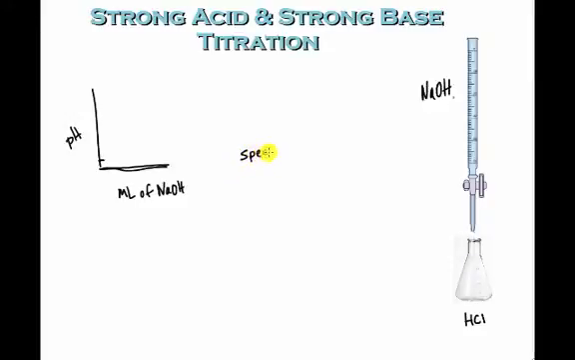So let's see what species I would have here. In the beginning, I just have H+, Cl-, and water. So this is nothing more than a strong acid problem. All I would do is take the concentration of the hydrogen ion, take the negative log of that, and I would get my pH.